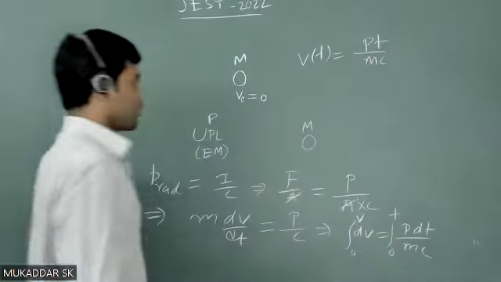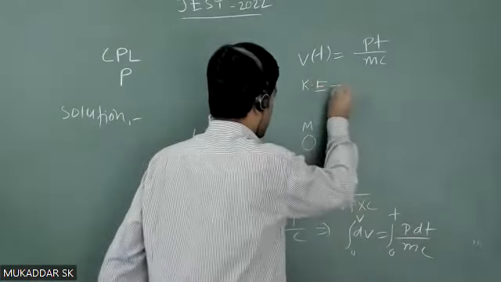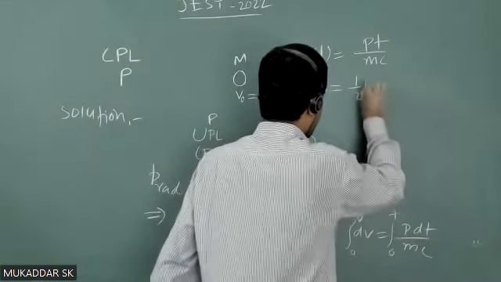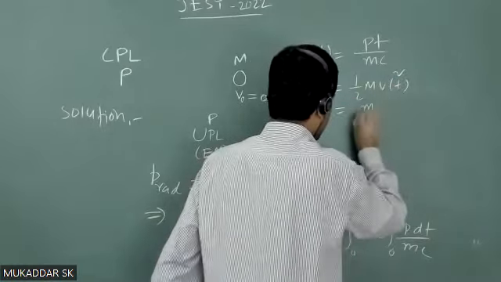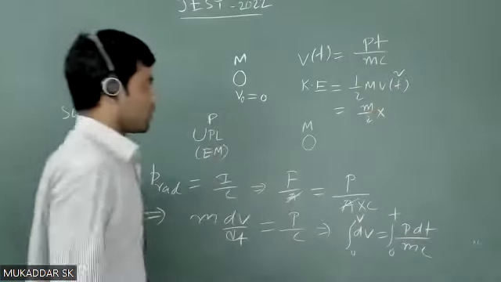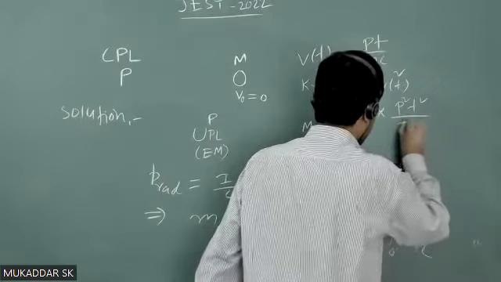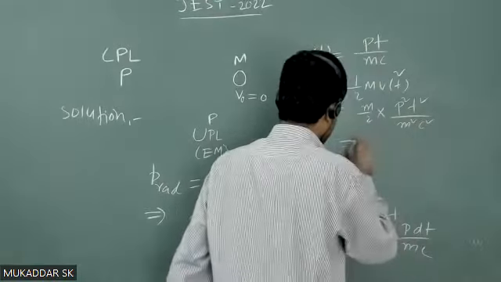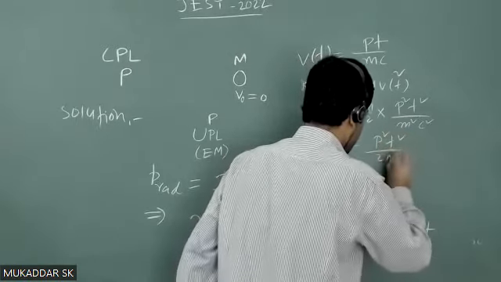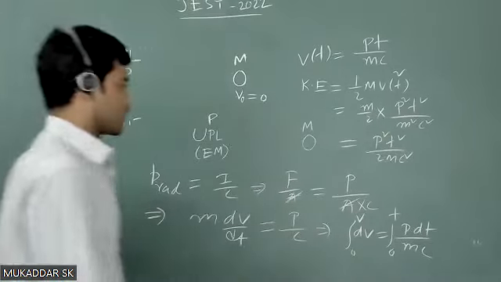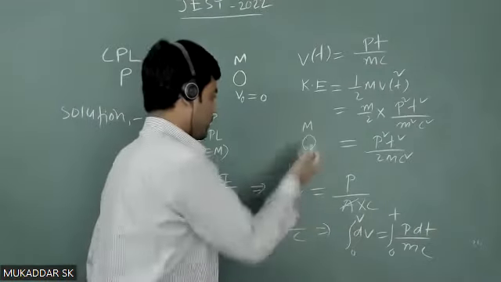Now I can calculate the kinetic energy of the particle as a function of time, and that will be nothing but simply half m v square. So I can write m by 2, and v is given, that is P square t square by m square c square. So it will give you P square t square by twice m c square. So this will be the kinetic energy of this particle M.